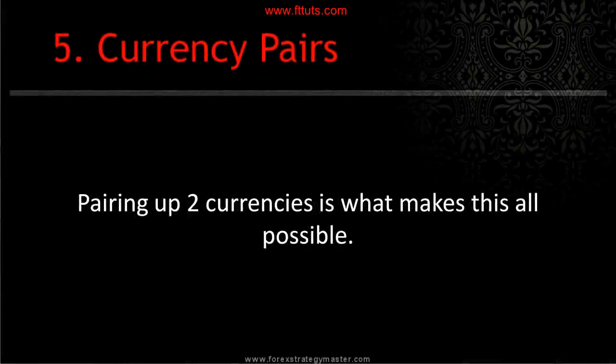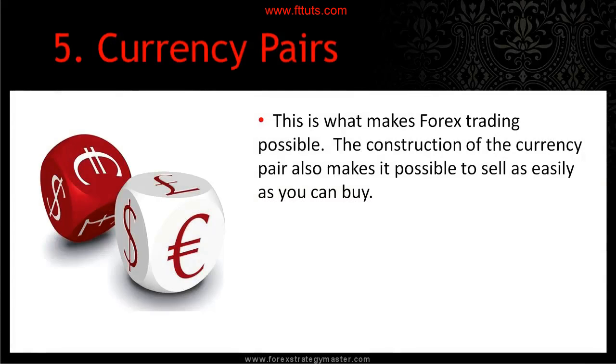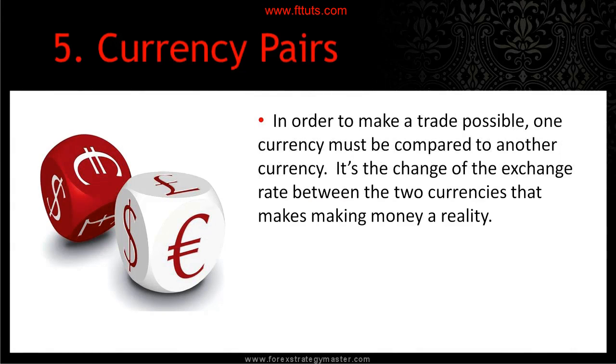Currency pairs. Pairing up two currencies together is what makes this all possible. Currency pairs is what makes Forex trading possible. The construction of the currency pair also makes it possible to sell as easily as you can buy. In order to make a trade possible, one currency must be compared to another currency. It's the change of the exchange rate between the two currencies that makes money a reality.